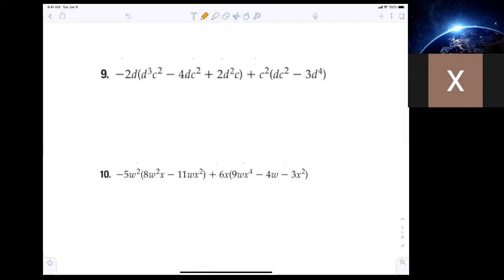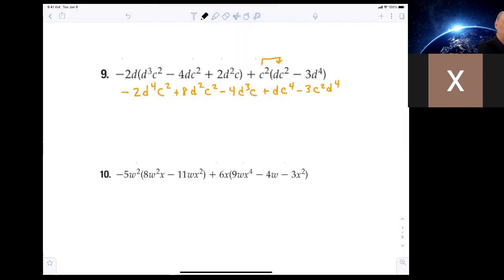Here we go. Check your distributive property. Negative 2d to the fourth c squared plus 8d squared c squared minus 4d cubed c. Now I'm going to distribute the c squared plus d c to the fourth minus 3c squared d to the fourth. Anybody have any issues with that?